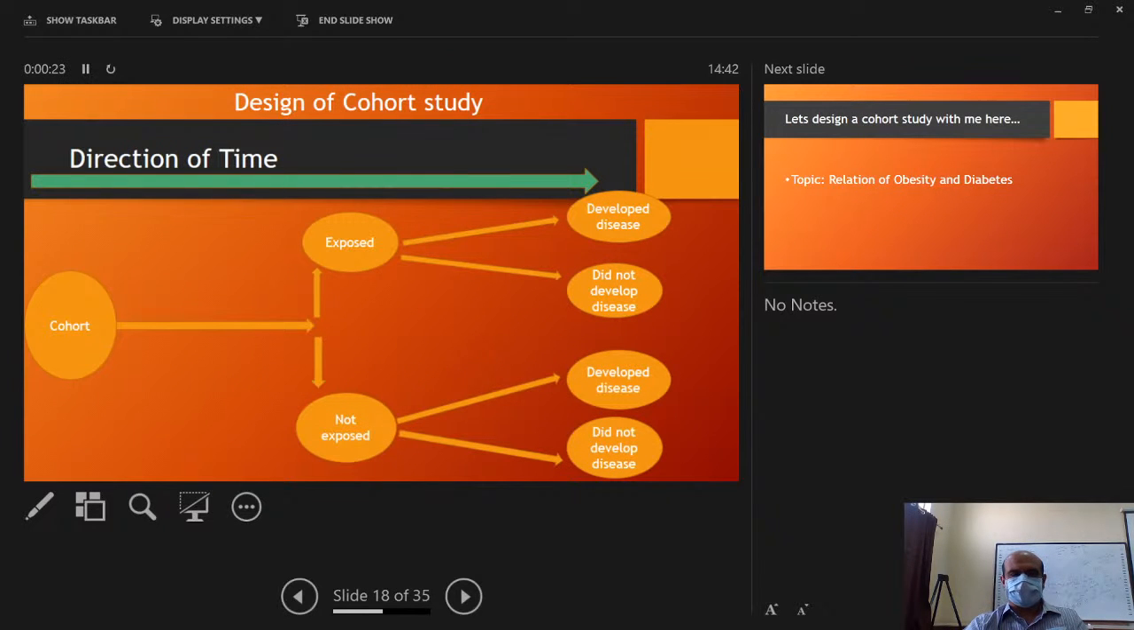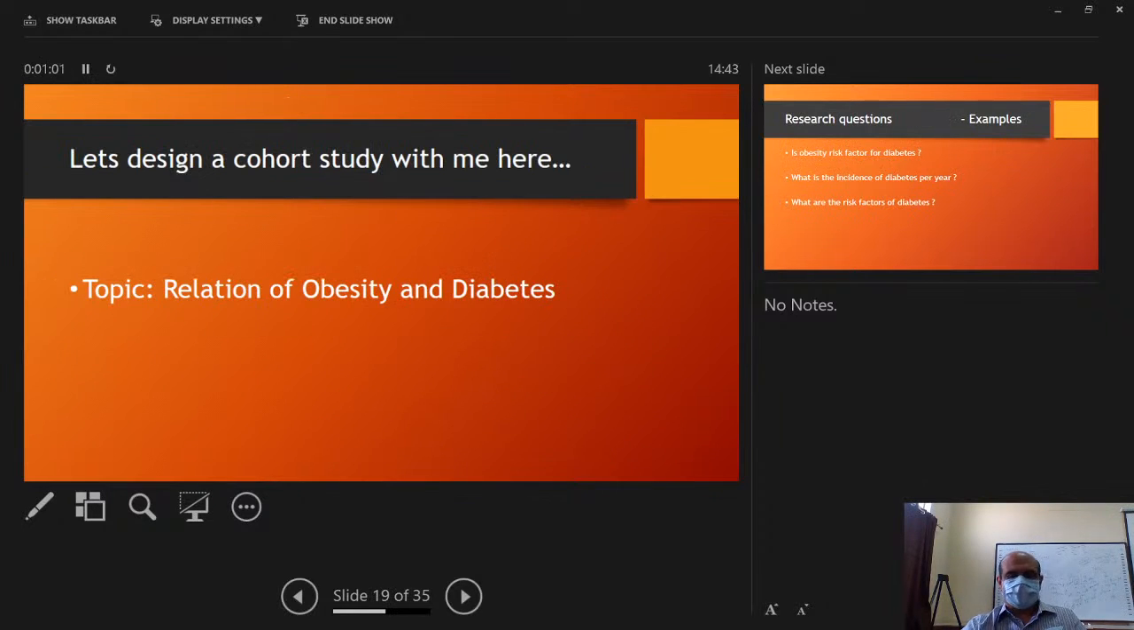This is the plan of a cohort study. If you want to draw the whole diagram, you can draw it. So you have a cohort of people, who become your study participants. Then you follow them up for a certain time, and you see some people are exposed and some are not exposed. Then you follow them up for another period, and you see how many developed the disease and how many did not in both the groups, and then compare. Let's design cohorts.